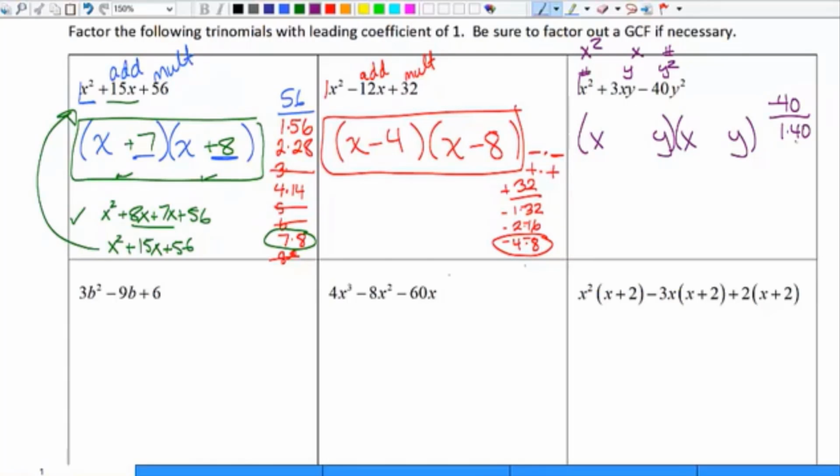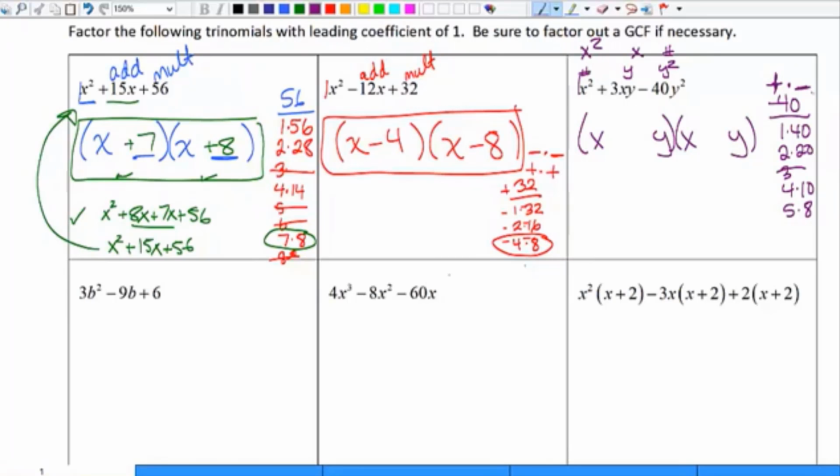So my factors of 40 are 1 times 40, 2 times 20, 3, nope, 3 doesn't work, 4 times 10, 5 times 8, 6 doesn't work, 7 doesn't work, and 8 is in my list. Okay, so there's 4 unique factors of 40. But I need to multiply to a negative 40. How do I multiply to a negative number? Well, there's only one way to multiply to a negative number. That's one positive and one negative.